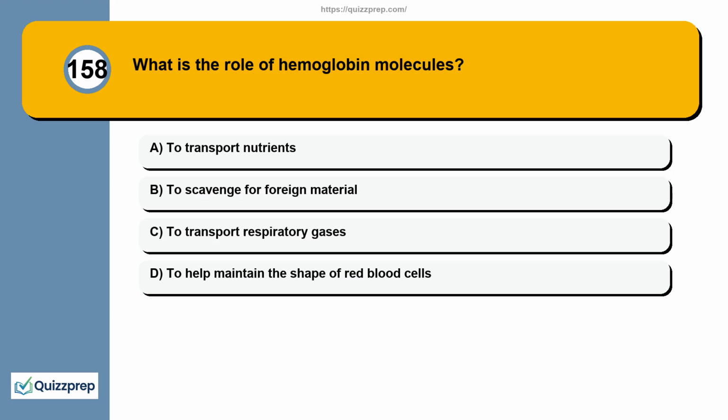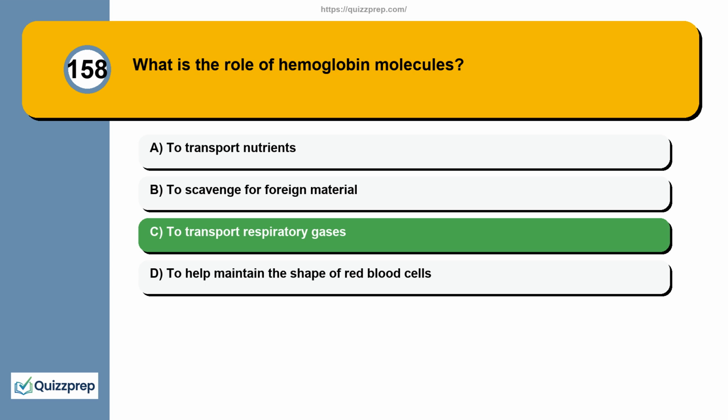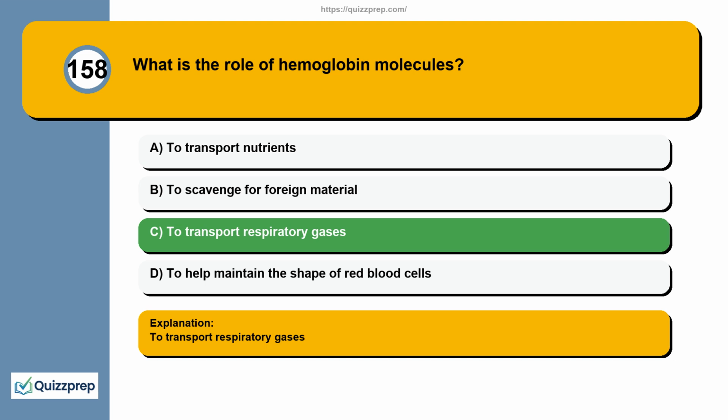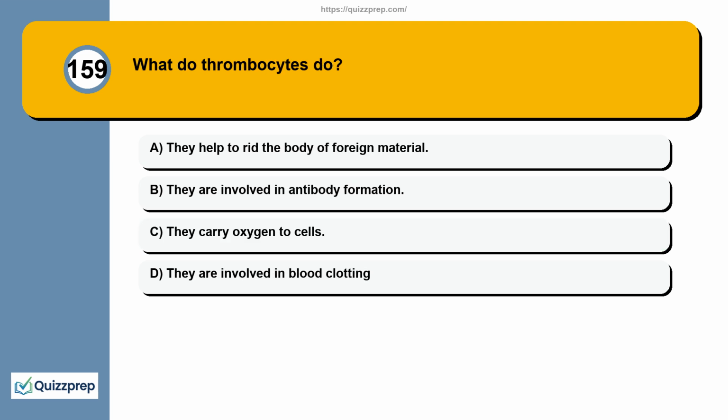All of the above. Question 158. What is the role of hemoglobin molecules? Option A, to transport nutrients. Option B, to scavenge for foreign material. Option C, to transport respiratory gases. Option D, to help maintain the shape of red blood cells. The correct answer is option C, to transport respiratory gases.